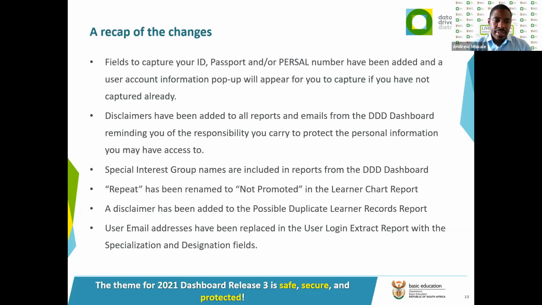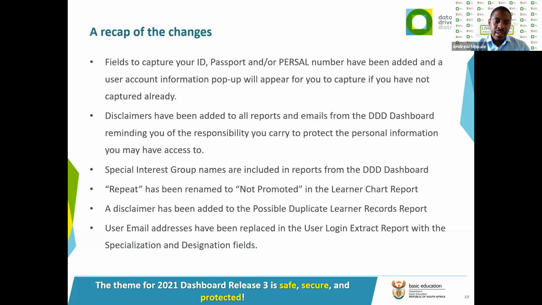Second last, we've got the disclaimer that's been added to the possible duplicate learner records report. This is part of the enhancements that have been done on the report. Again, a reminder that this report requires you to have full PI and also the possible duplicate learner records report role assigned to you. And if you do need access to this report so that you can be effective in your function, then you need to engage with your nearest dashboard administrator for assistance.